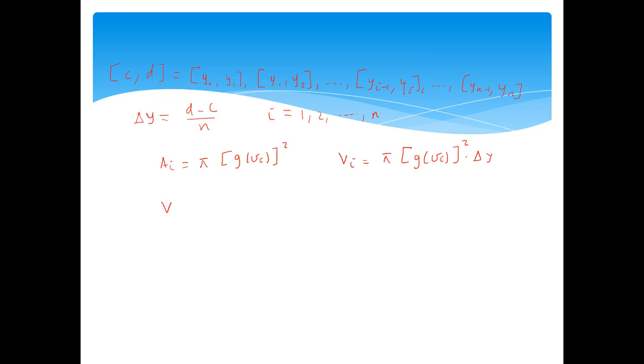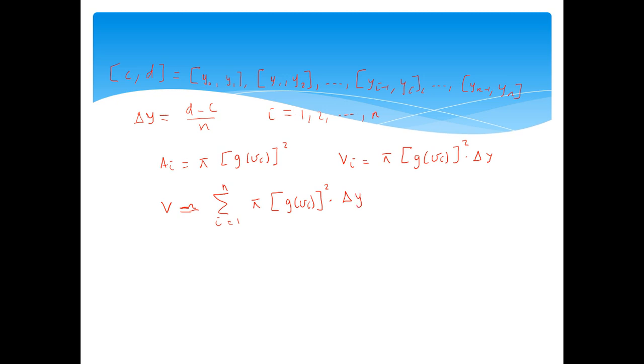To find the overall volume, the overall volume is going to be approximately equal to the summation as i goes from 1 to n of pi times g of v sub i squared delta y.